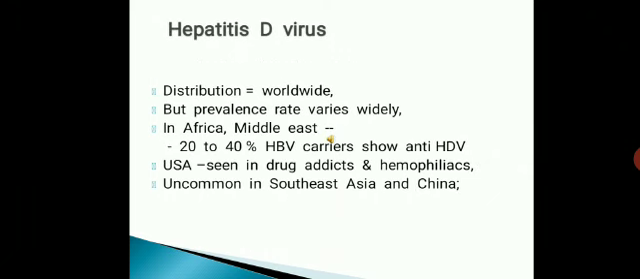Hepatitis D virus is seen worldwide, but its prevalence rate varies. Mainly it is present in Africa and Middle East. 20 to 40% of the carriers show antibody to the hepatitis D virus. In USA, it is mainly seen in drug addicts and hemophiliacs. It is not that common in Southeast Asia and China. So, it is rare in Southeast Asia and China.